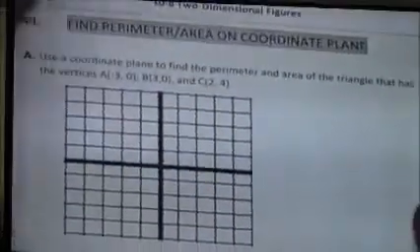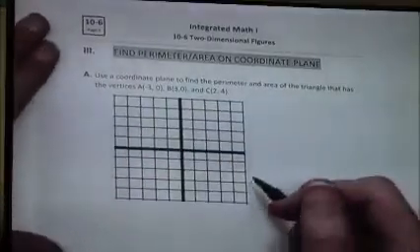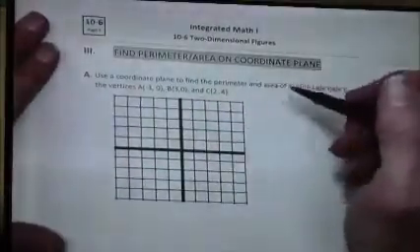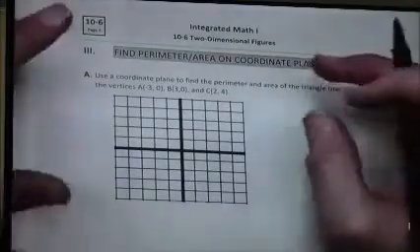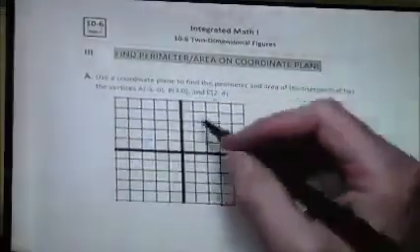I gave you a graph on the next page. Okay. One of the standards that we meet this year in Integrated 1 is to do geometric figures, find area and perimeter of figures on a coordinate plane. That's actually a lot easier than if you don't have a coordinate plane, okay? And I'll show you how.